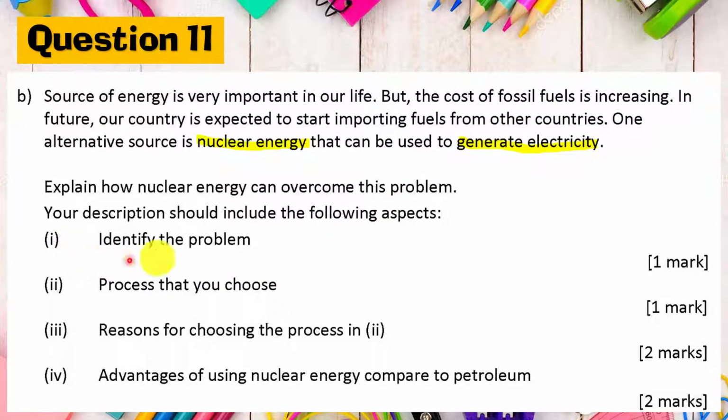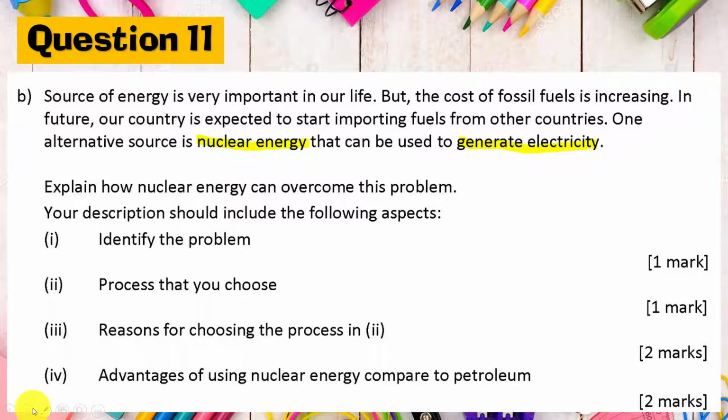So from here, the first thing is you need to identify the problem. The problem is the cost of fuel is increasing. You don't need to mention anything else, you just say this is our problem. So we need to find an alternative source to solve this problem, which is to generate electricity. We need to find an alternative source that can be used to generate the electricity. So from here, go and state the problem.